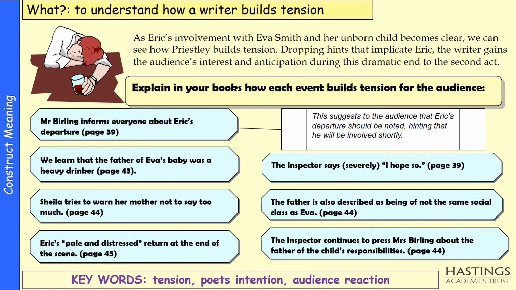That's page 39. The father of Eva Smith's baby is also described as not being of the same social class as her. That's on page 44. And the inspector continues to press Mrs. Burling about the father of the child's responsibilities. That's also on page 44 of the PDF. Pause the video now here and explain how each of these events build tension for the audience.